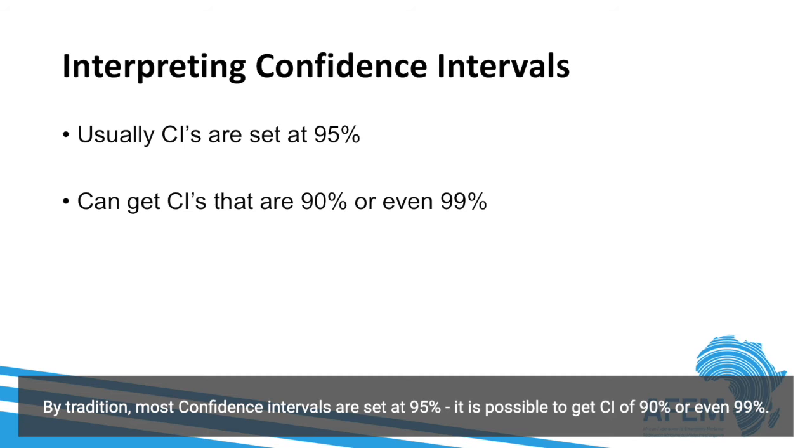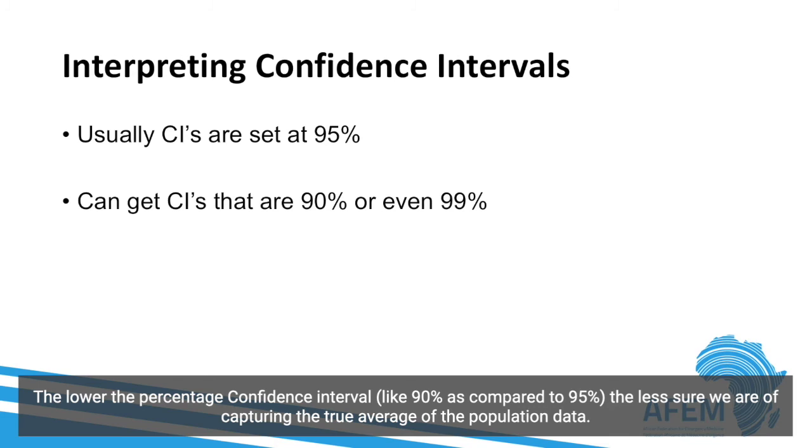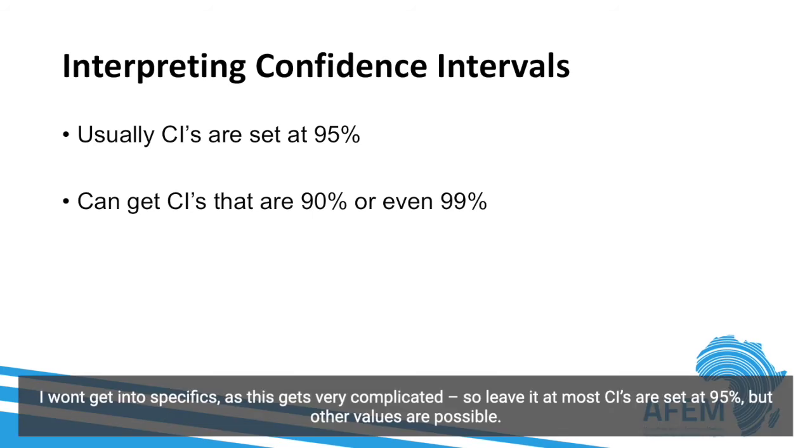By tradition, most confidence intervals are set at 95%, but it is possible to get confidence intervals of 90 or even 99%. The lower the percentage confidence interval, like 90 as opposed to 95%, the less sure we are of capturing the true average of the population data. I won't get into specifics as this gets very complicated, so leave it at most confidence intervals are set at 95%, but other values are still possible.